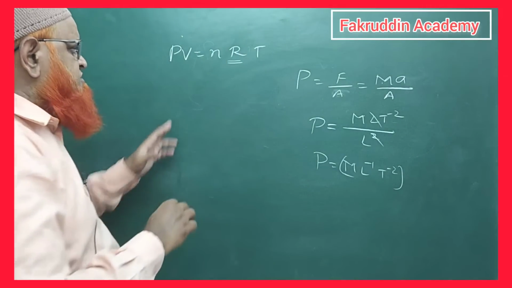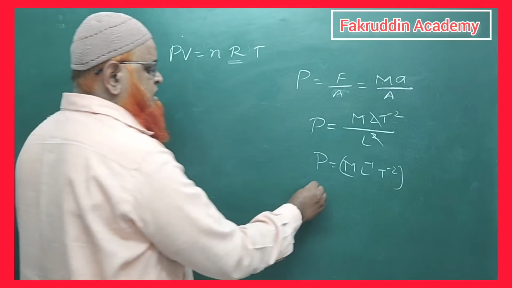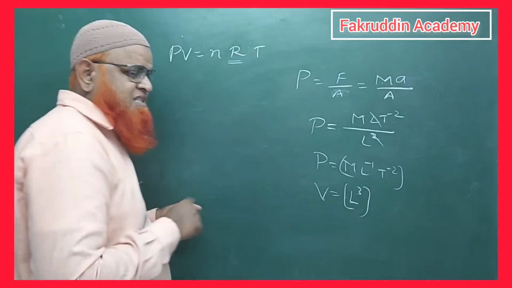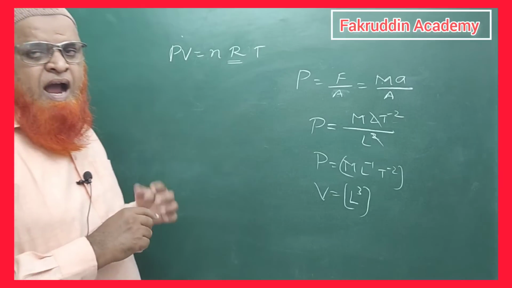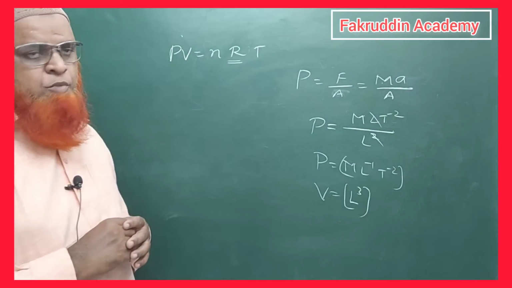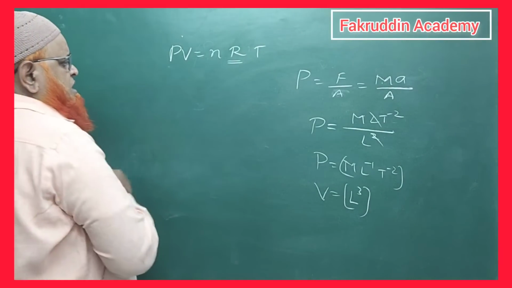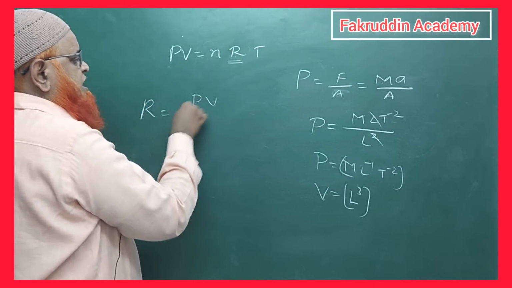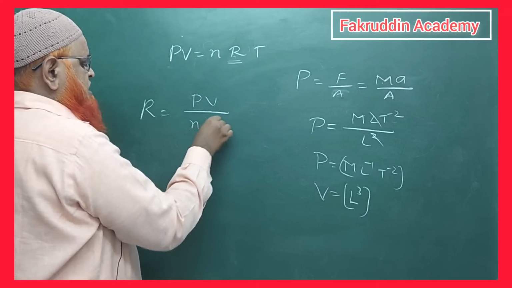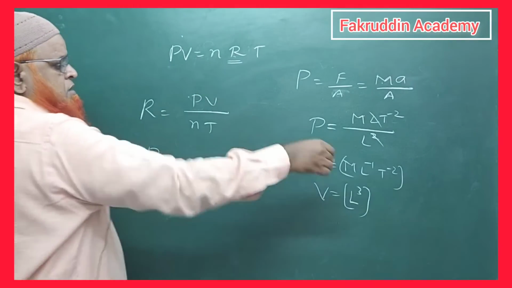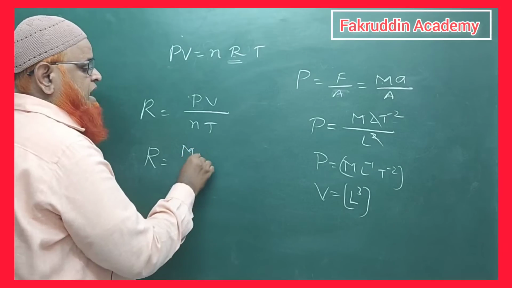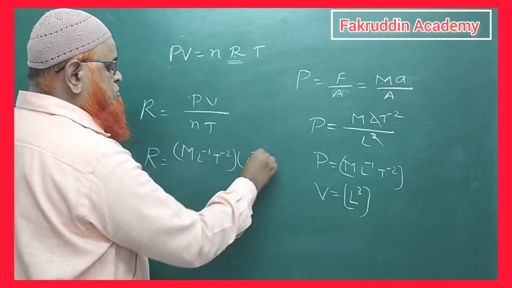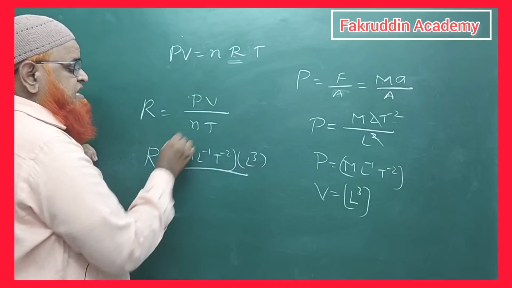That is enough. And you know volume is nothing but length into breadth into height, which is taken as L cube, because length is length only, breadth is also length only, and height is also length only, so it is taken as L cube. So what you are going to do here is find out the dimensional formula for R. Therefore it can be written as P into V by n into T here. So P can be written as M L power minus 1 T power minus 2, and V is taken as L cube, divided by n, the number of moles.